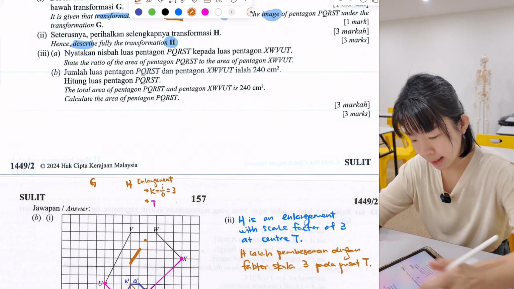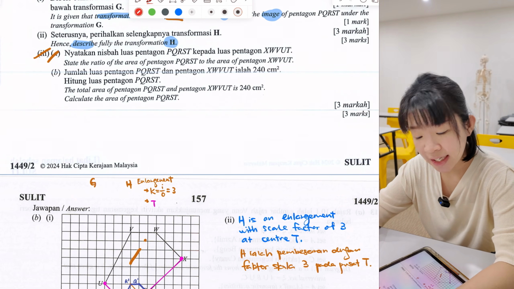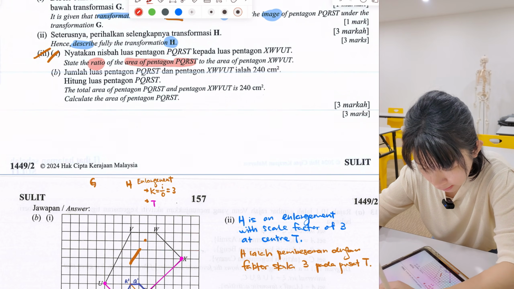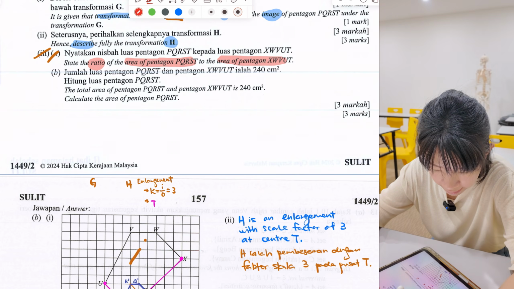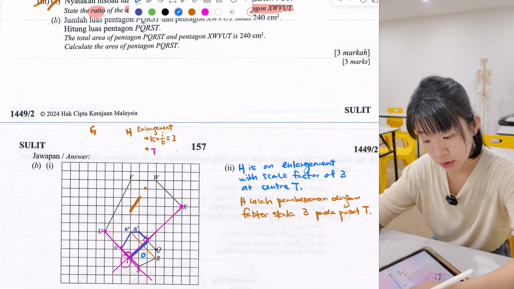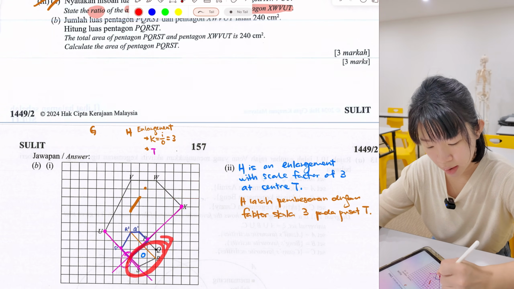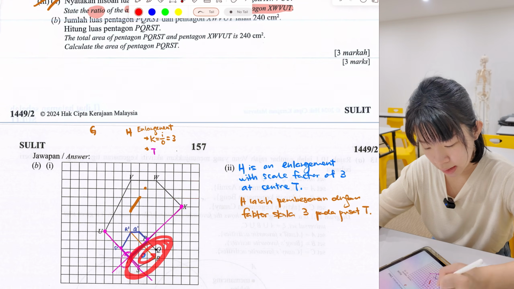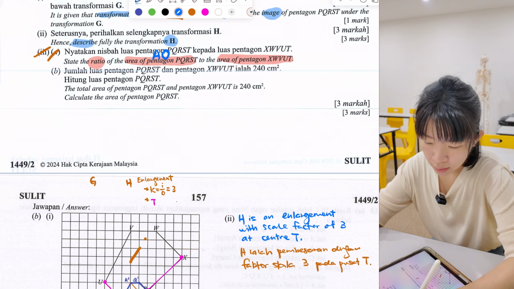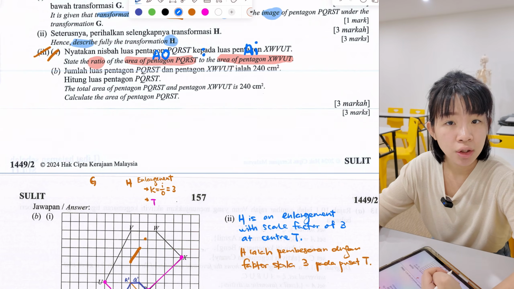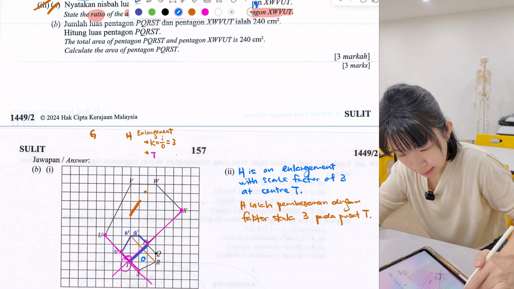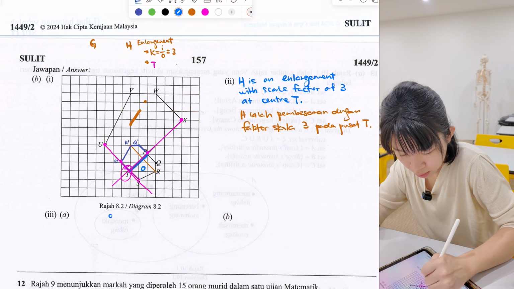Now, let's look at part 3. Okay, part 3A. So, they ask us to state ratio, nisbah. Okay, ratio of what? Ratio of area pentagon PQRST to area pentagon XWVUT. Okay, so PQRST is the smaller one, and then XWVUT is the big one. So, meaning we want the area of object to the area of image. Okay, so to find ratio, here they want area of object to image.